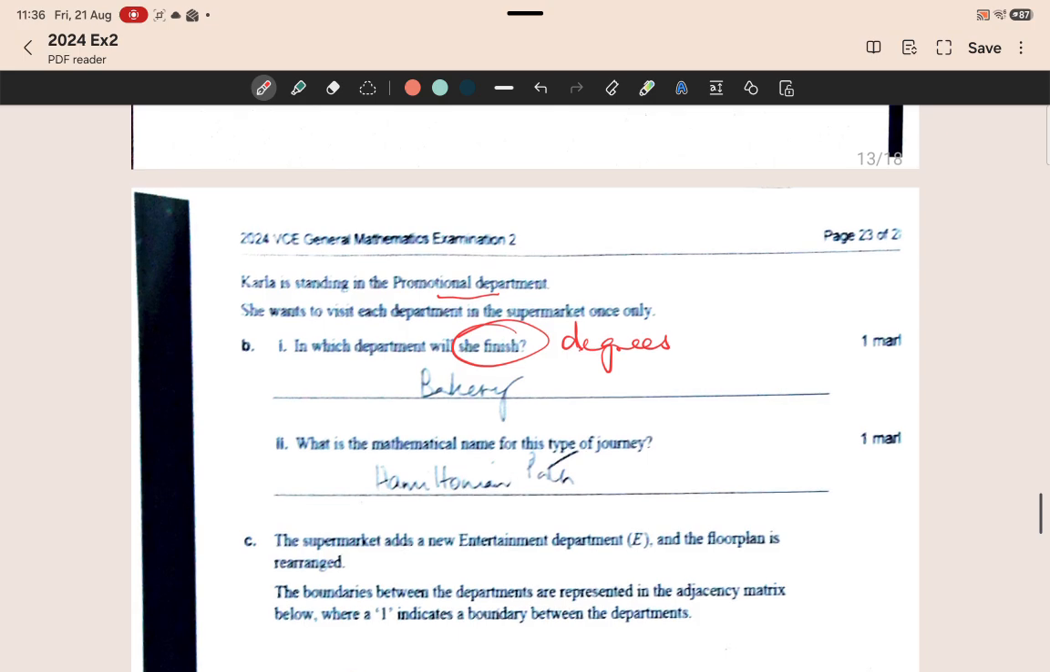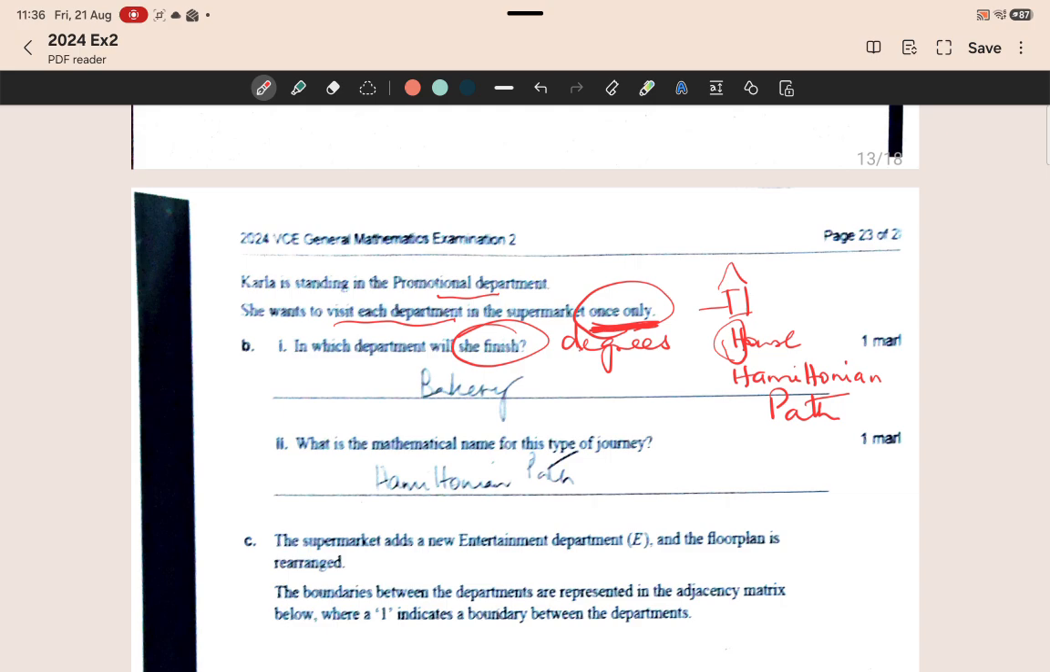What's a mathematical term for this type of journey? When you visit each department only once and you don't come back to the same point, it's like visiting every house once. And house has the capital letter H, which stands for the Hamiltonian, and that's not the complete answer. Because you visit only once and you don't return to the same location, it is called a Hamiltonian path. If you return to the same location, it's called the Hamiltonian cycle.